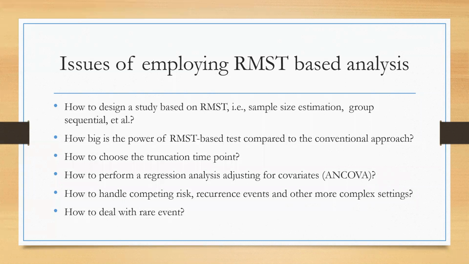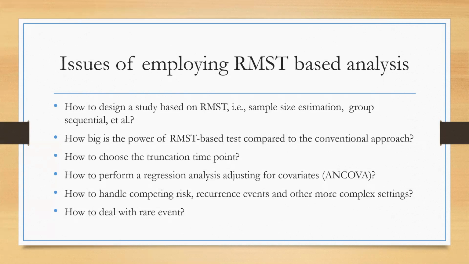If you are a statistician for a randomized clinical trial, you will have concern about the power, right? Because ultimately you want a small p-value, you want your trial to be successful. If the RMST-based analysis has very little power, then you would not want to use RMST, no matter how wonderful I say RMST is.